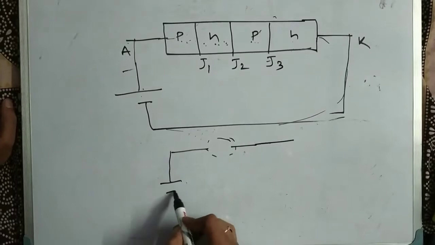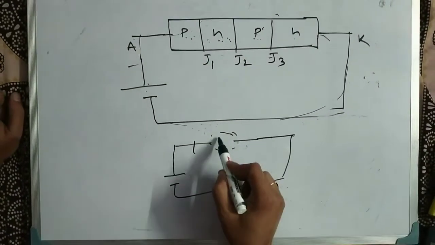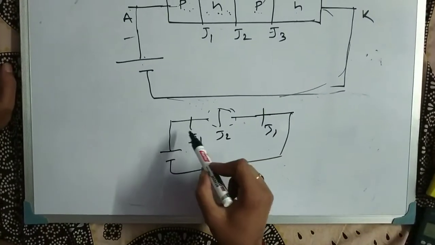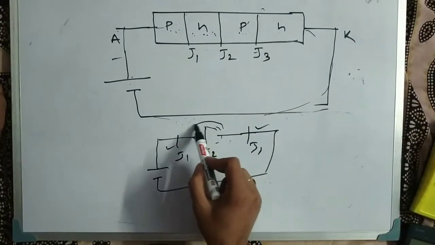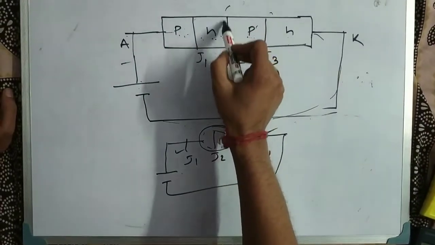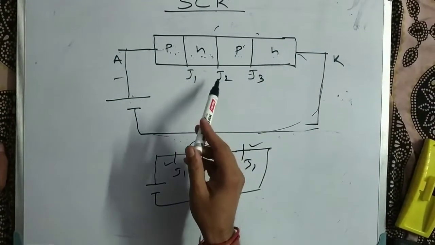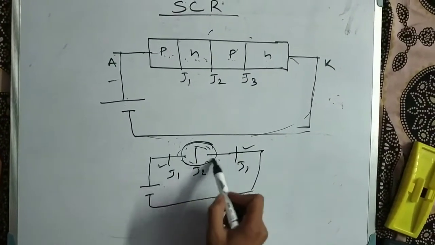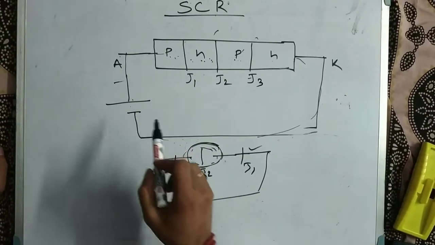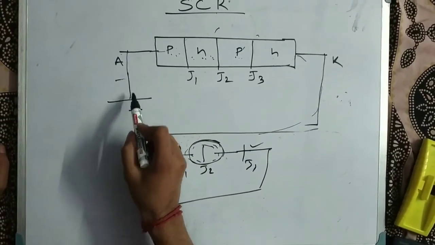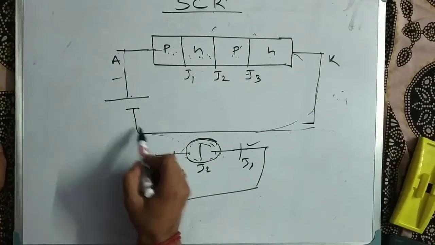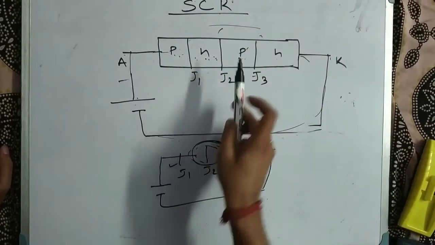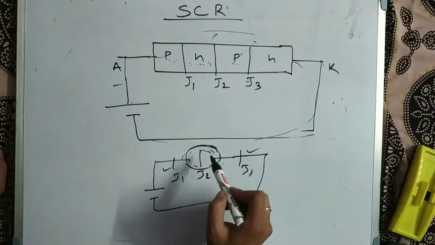Now we can see J1, this is J2, and this is J3. So here we can say J1 and J3 are short circuited, but there is an open circuit across the J2 junction. So will this thyristor turn on for a positive voltage? No, because there is an open circuit. So if we give a positive supply to the anode and negative supply to the cathode, this semiconductor device will not conduct because the J2 junction is open circuited.